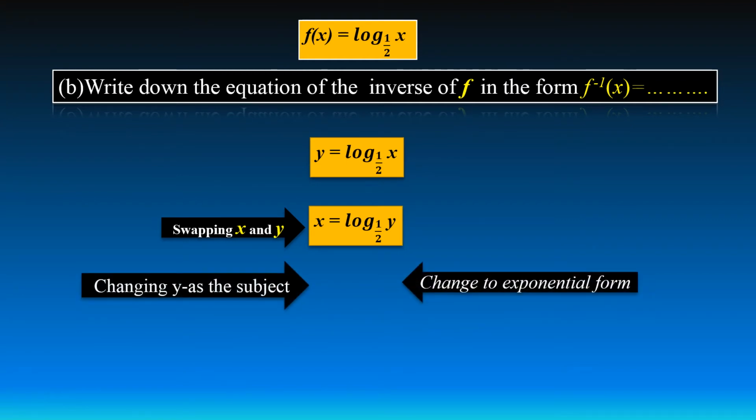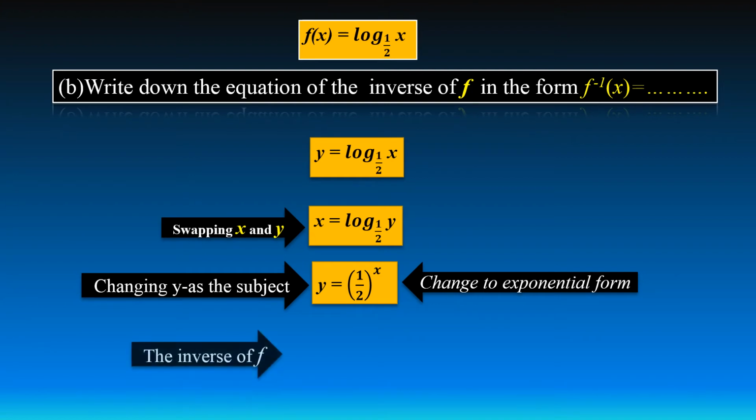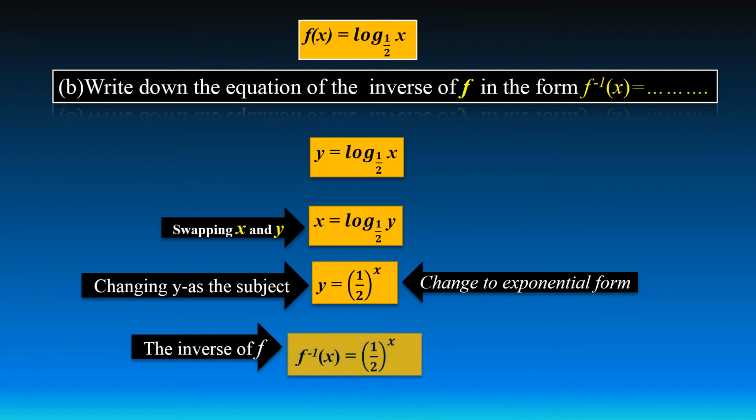Now, changing y as the subject, what is our method? We use exponential form, and we get y equals the base half to the power x. So we got the inverse now in the form f inverse x equals half to the power x.